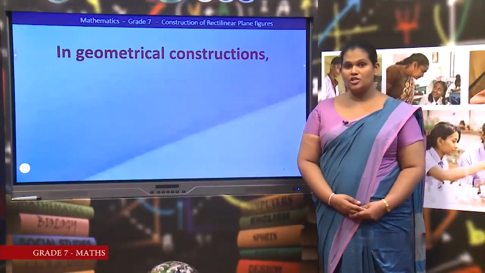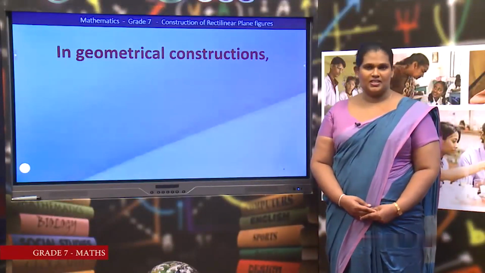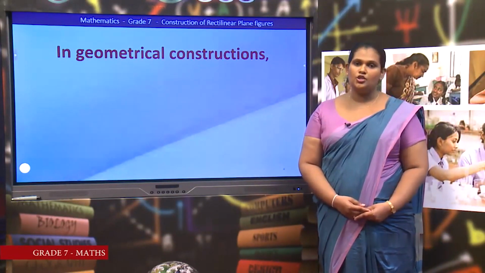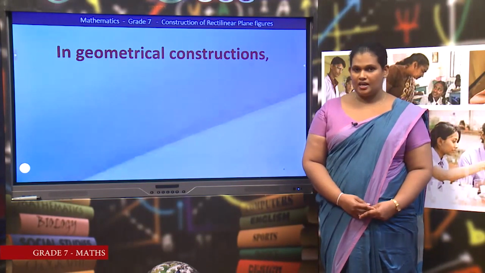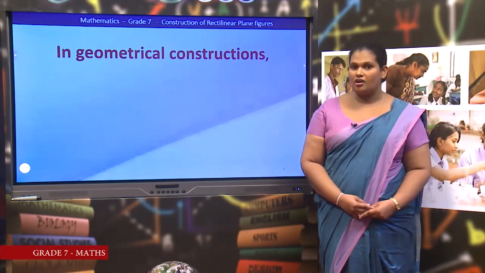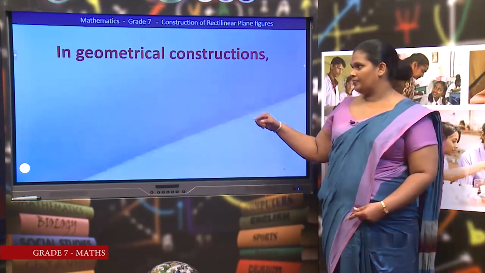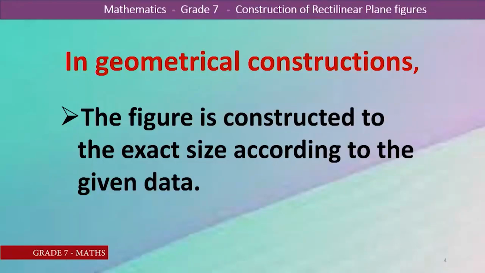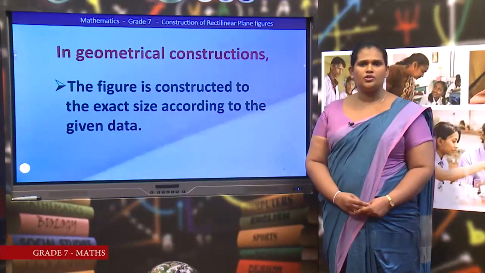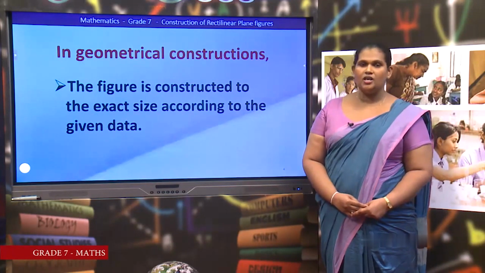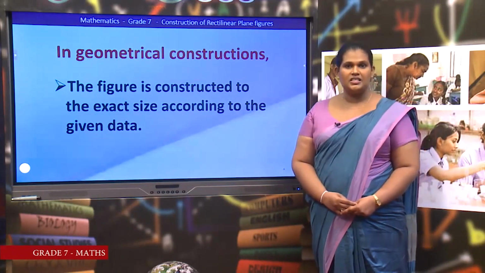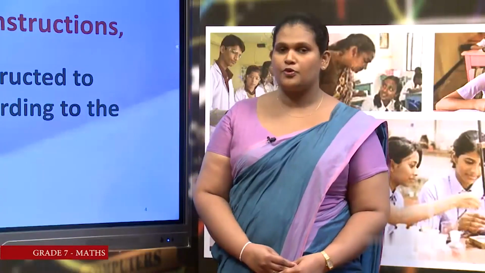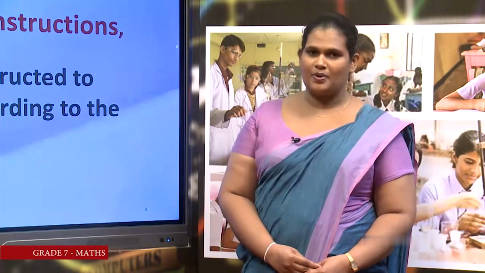Right. Now we will talk about geometric constructions. In geometric constructions, you have to construct the figures according to the original measurements. That means this figure should be drawn or constructed to the exact size according to the given data. Now, the difference between drawing and constructing is you can draw a figure using your free hand or just using a ruler. But in constructions, there are proper steps for you to follow. So, we will learn step by step.